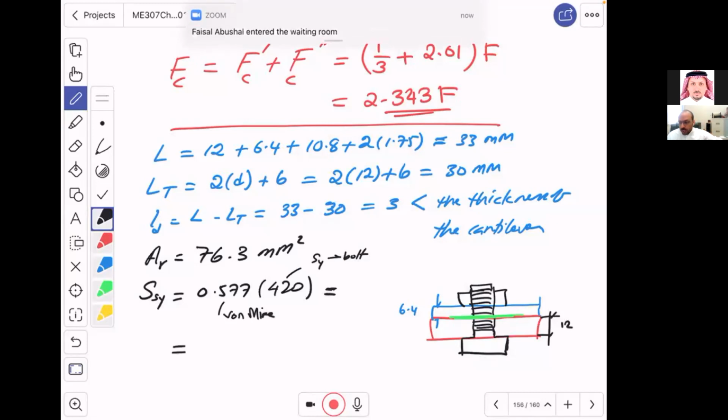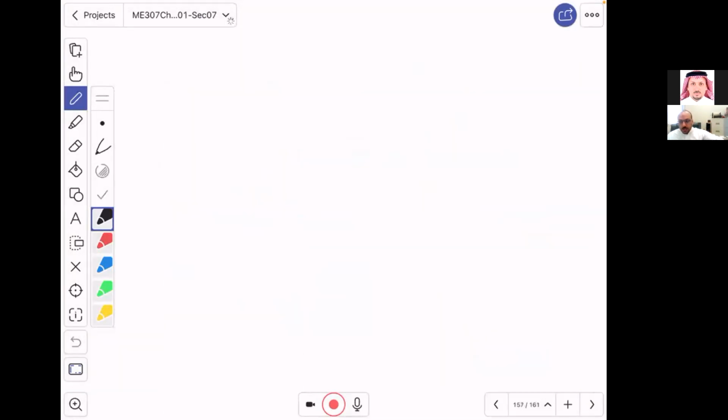So what will happen here? We will have the shear stress of the bolt as 242.3 megapascal. Now, the next part is to find the force based on the shear stress. So if I say that tau allowable equals F over A, then I would put the shear yield, which is equal to 242.3, and I will divide it by what? The shear yield divided by 2.8. That's the factor of safety given to me by the question.